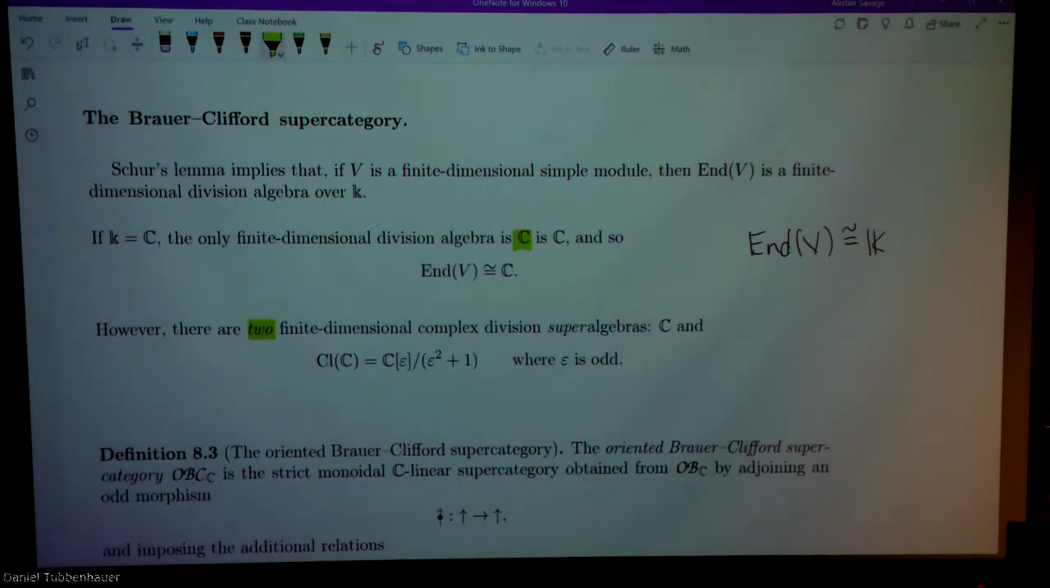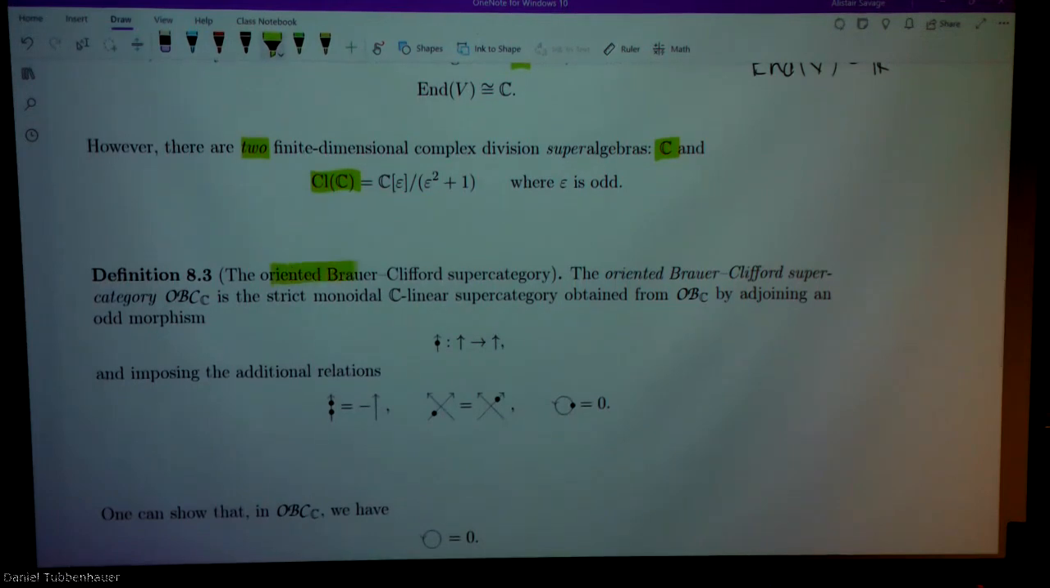Right? Every non-zero thing is invertible. And over an algebraically closed field, the only finite dimensional division algebras are the field itself. But in the super world, that's not the case. You've got the complex numbers, and you've got this two-dimensional Clifford superalgebra, which is complex numbers with an odd generator that squares to -1. So there are two complex division superalgebras. And so you could think, well, what if I want a universal category where my generating object has endomorphism algebra that's this Clifford superalgebra? And then you get the oriented Brauer-Clifford supercategory.